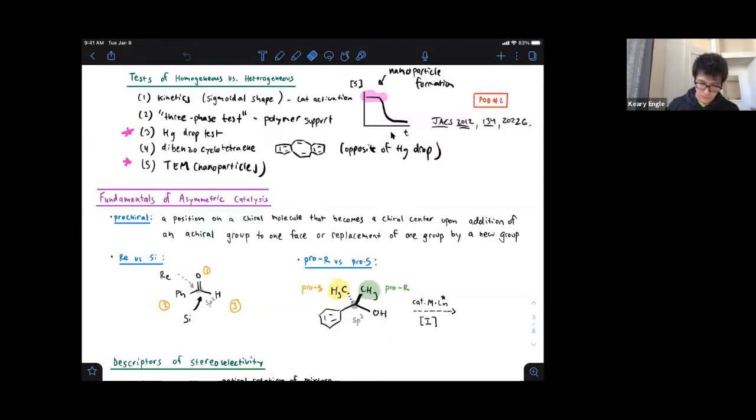and different nomenclature that you'll see throughout the class as we transition to asymmetric catalysis, you'll hear terms like prochiral, and this just refers to any position on an achiral molecule that becomes a chiral center upon addition of a new group to either one face, or replacement, if it's not an sp2 hybridized atom, but replacement of a substituent.